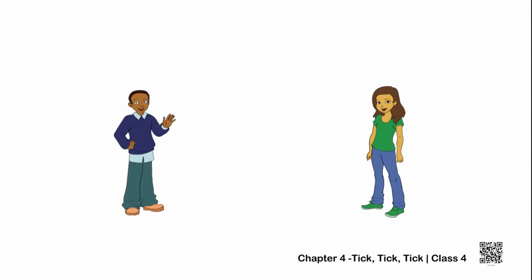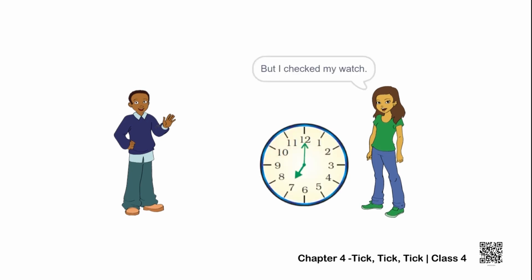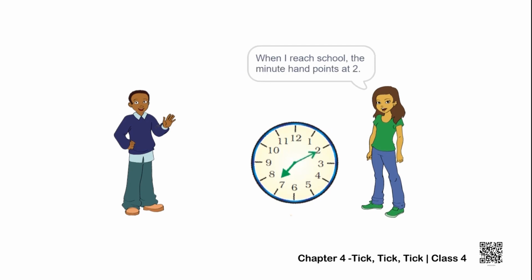Hi Shazia. Hi Pamposh. You know, I have to walk for 5 minutes to reach school. I just walk for 2 minutes to reach school. Impossible. Your home is farther from school. But I check my watch. I start for school at 7 o'clock. When I reach school, the minute hand points at 2. So, shouldn't it be 2 minutes past 7 or 7:02?